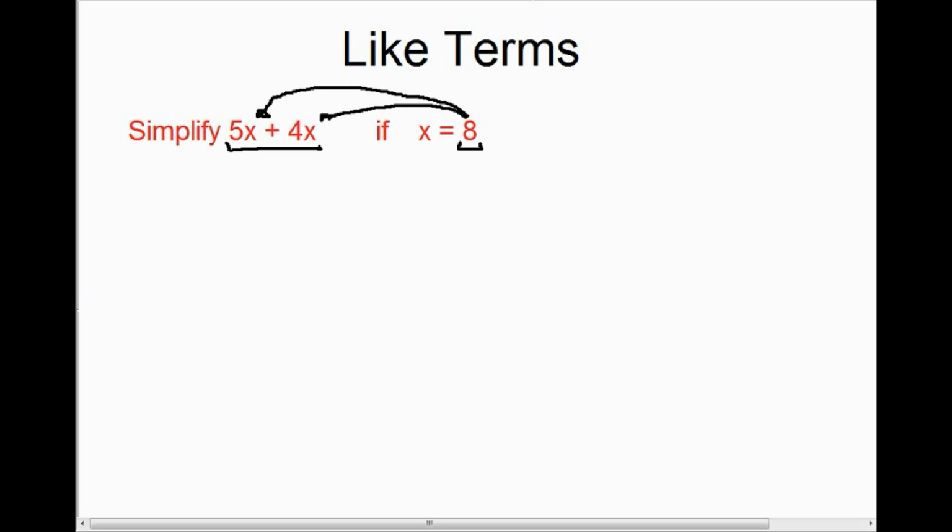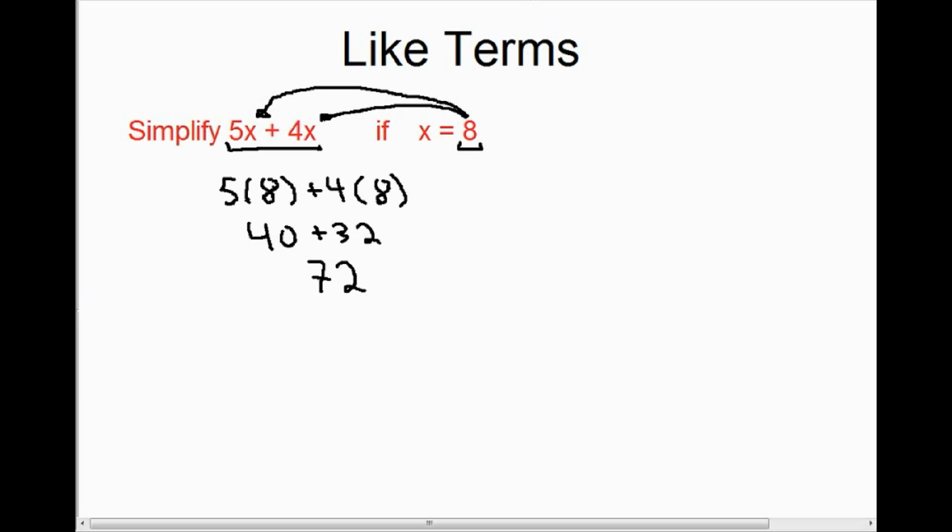and then solve. So we know that x is equal to 8, so 5x means 5 times x, so that means 5 times 8 plus 4 times 8. So following order of operations, we have to do the multiplication first. 5 times 8 is 40. 4 times 8 is 32, so we get 40 plus 32, which is 72.